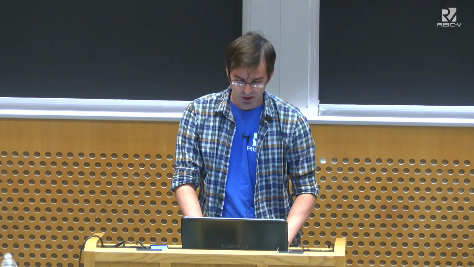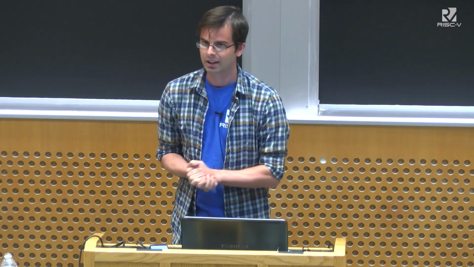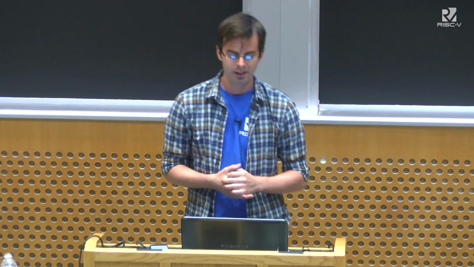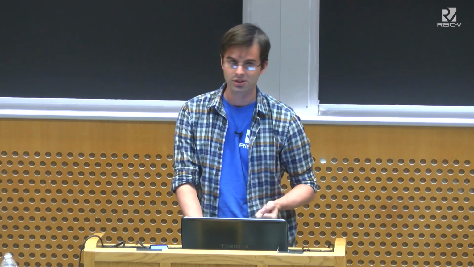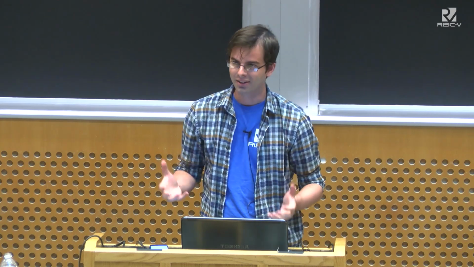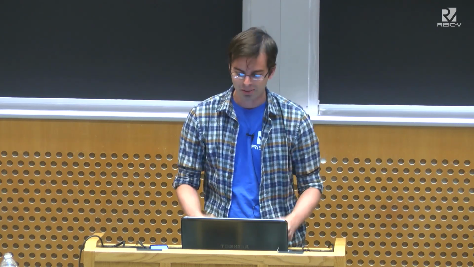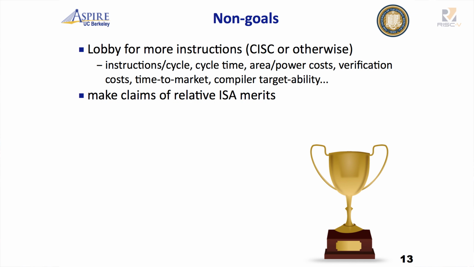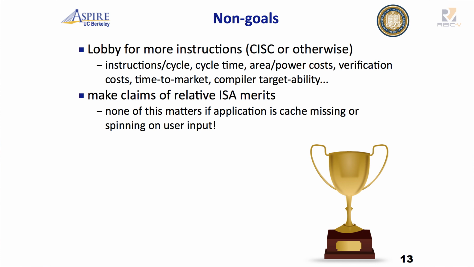This may be hard to believe, but I'm also not trying to make any claims about relative ISA merit. Everyone today gets a participation trophy. They're all just trying to run C code anyway, so how different could they be? But we also have to take a step back here and have a little dose of reality. None of this matters if you're 10 or 20 or 30% off, or even more, if your application is missing in the cache, or if you're just spending the whole time spinning on user input.